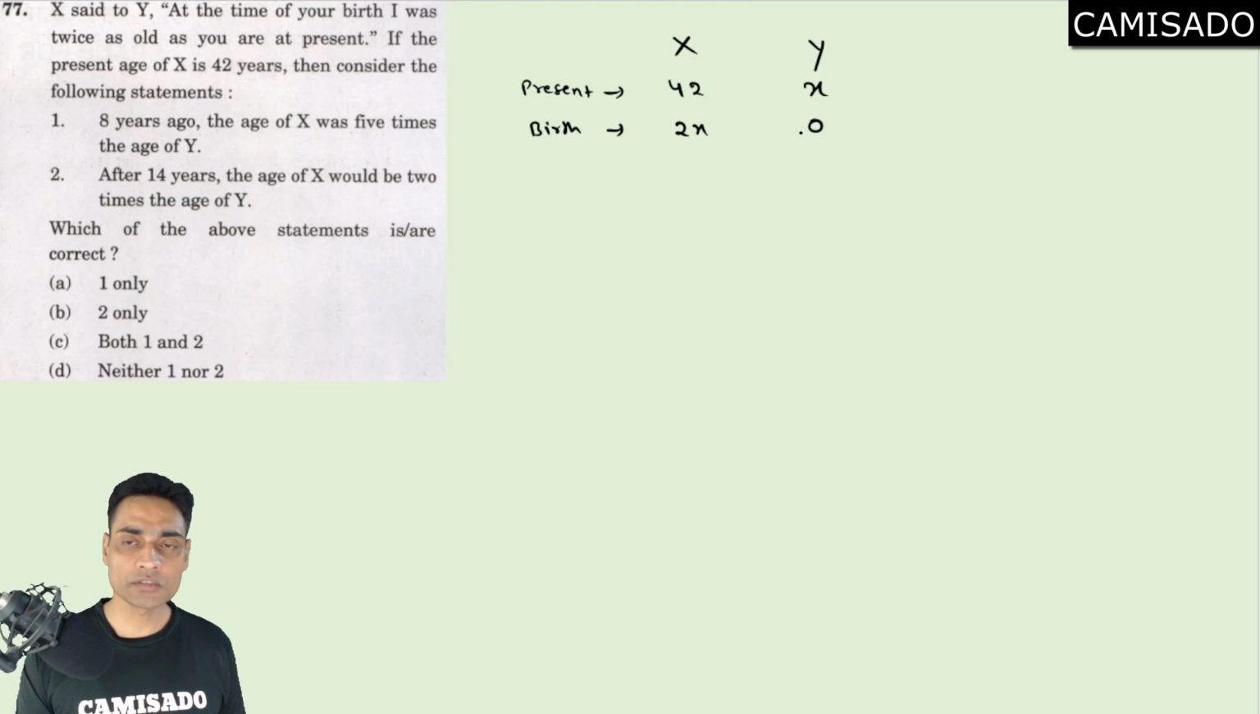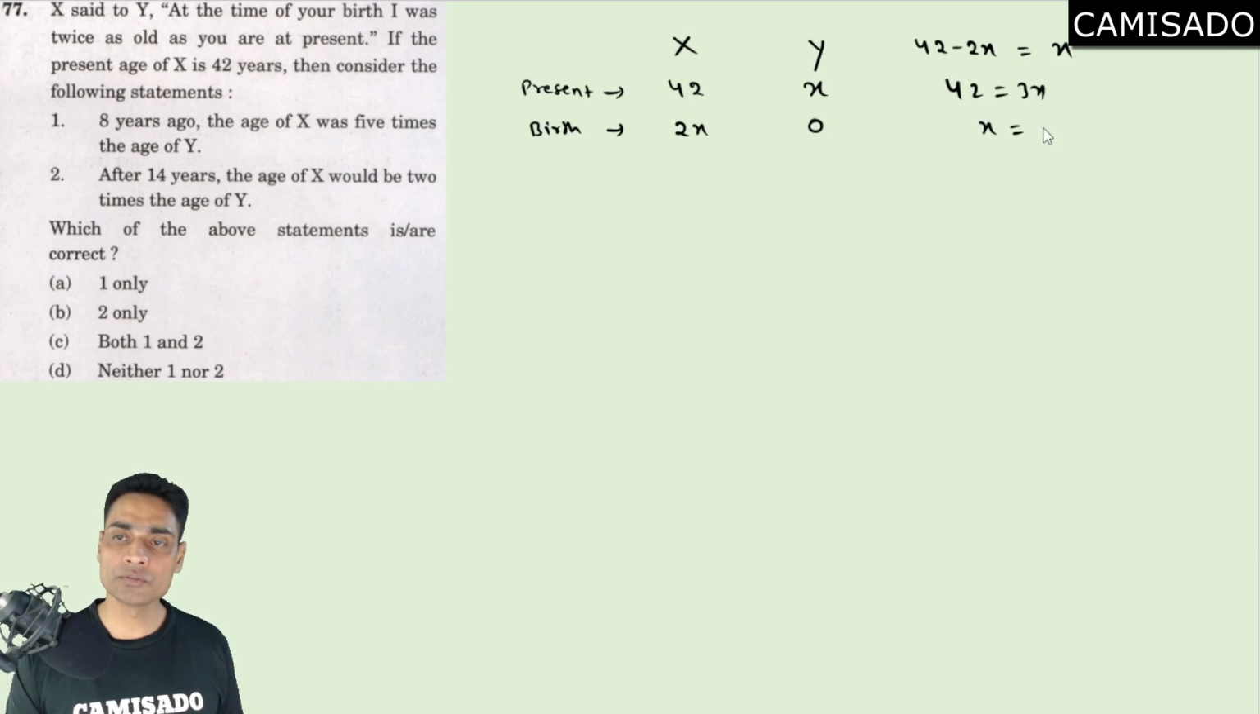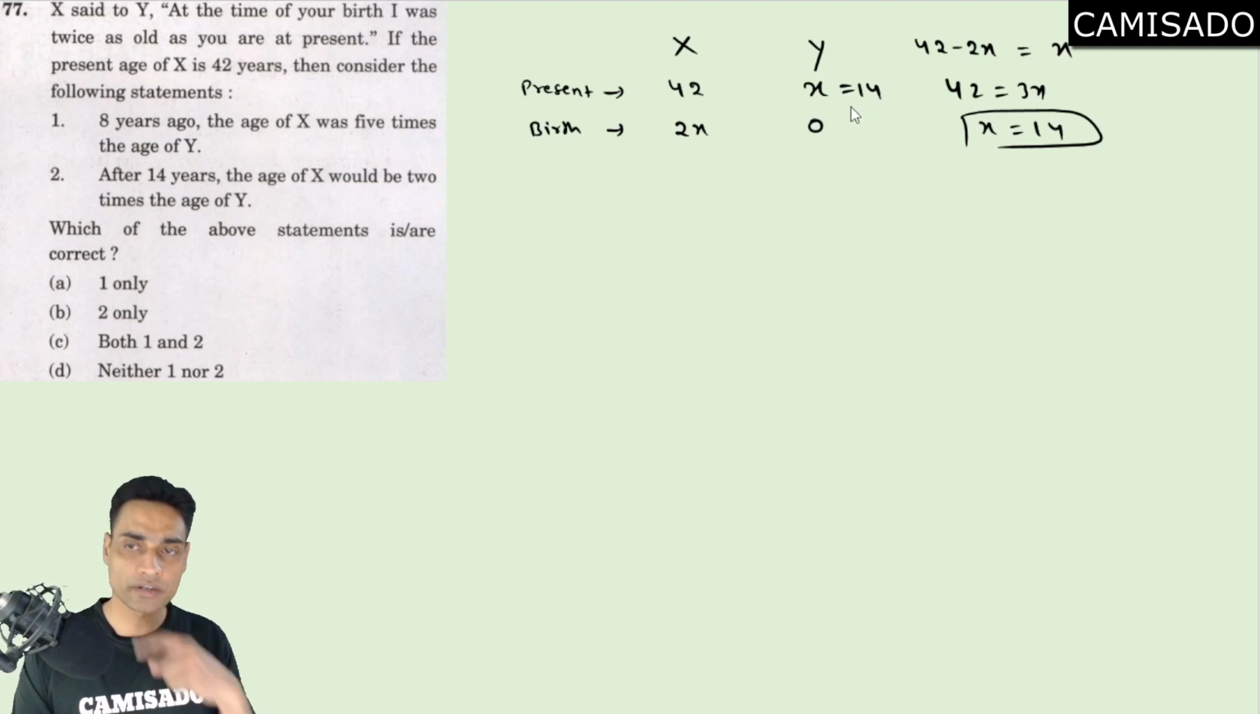Okay, so I will make an equation here. These years will be the same only. So 42 minus 2x equals x minus 0, which is x. So 42 equals 3x, so x equals 14. So this age is 14 here. So the present age of X is 42 years and the present age of Y is 14 years. Now we can go on to the options.